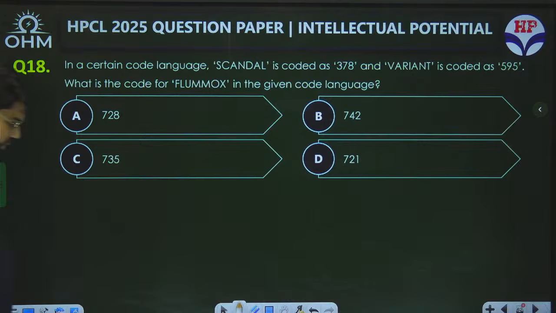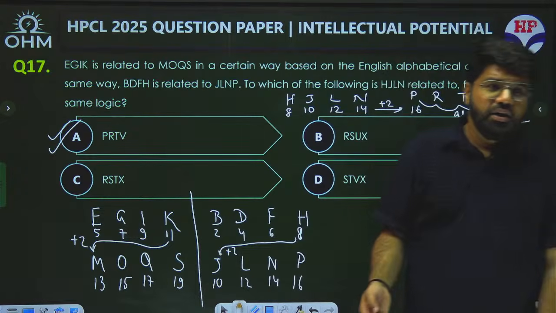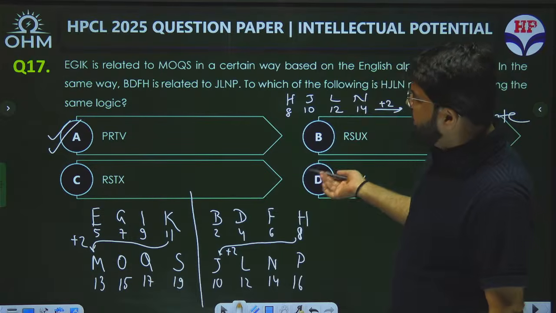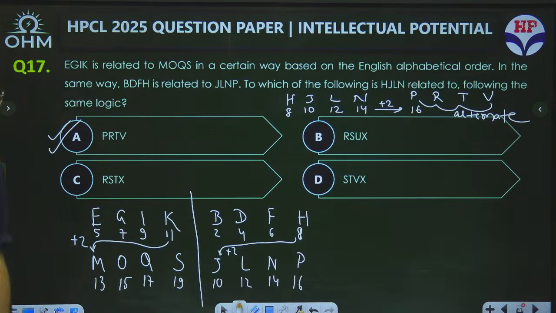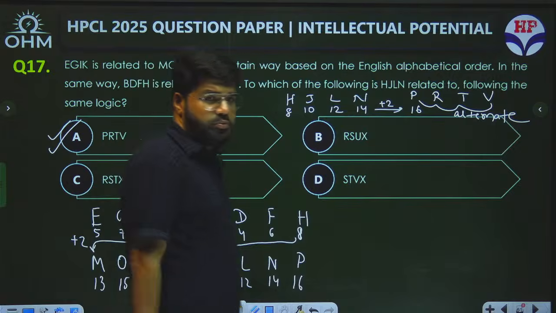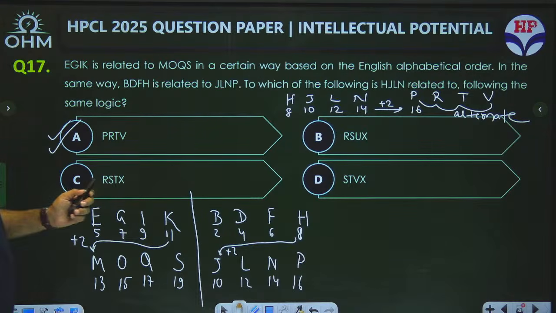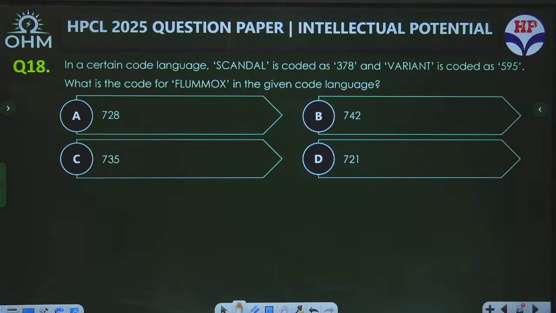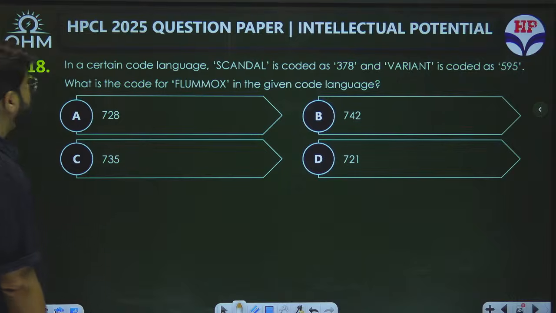Another coding question. Now see, these letter questions are very common in exams like GATE also, letter and positioning based, and I have seen many students falling into the trap with the letters. So be very careful, and that is why I am explaining each and every question with proper calculation. In a certain code language, Scandal is coded as 378, variant is 595. What is the code for Flumox?